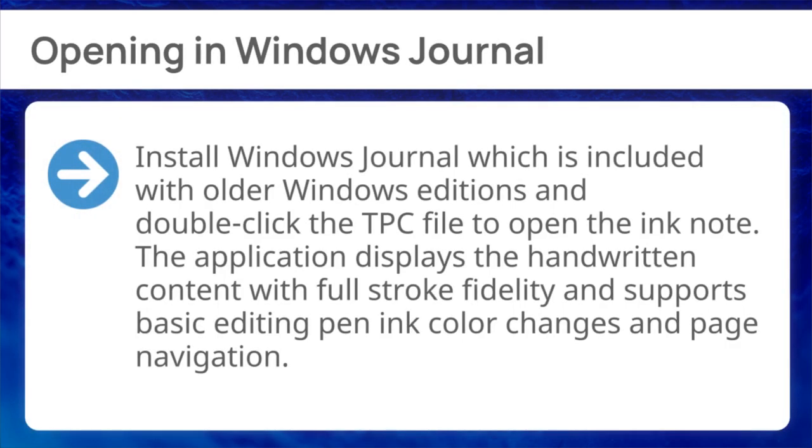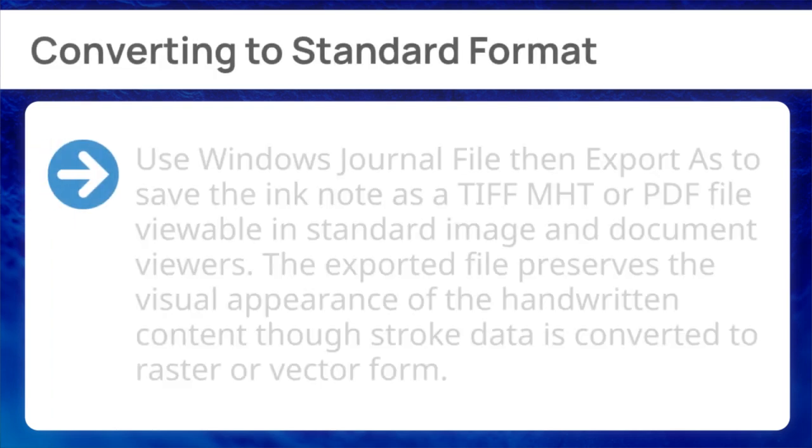Install Windows Journal, which is included with older Windows editions, and double-click the TPC file to open the Ink Note. The application displays the handwritten content with full stroke fidelity and supports basic editing, pen ink color changes, and page navigation. Next, converting to standard format.